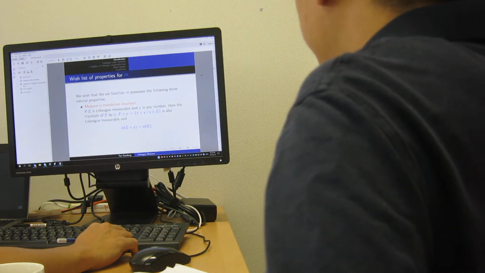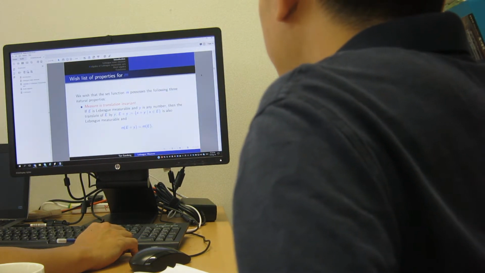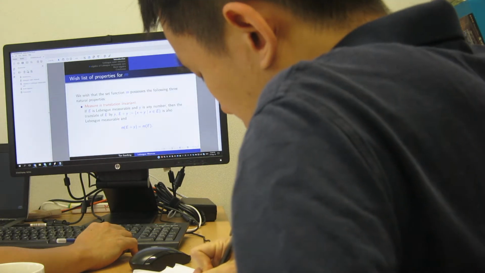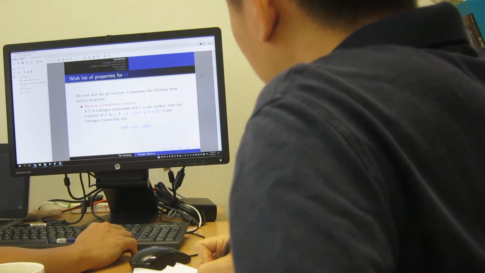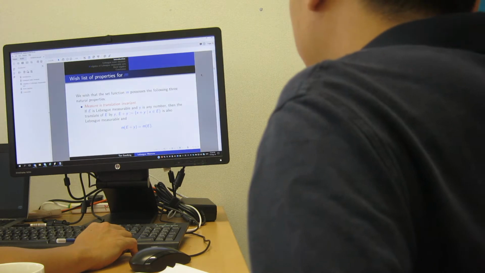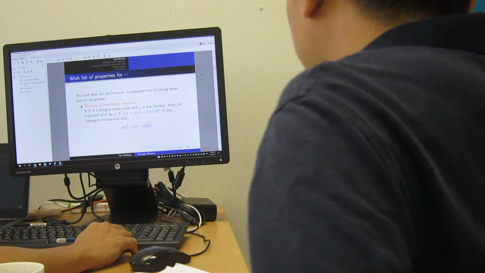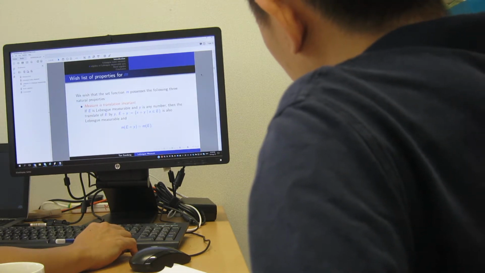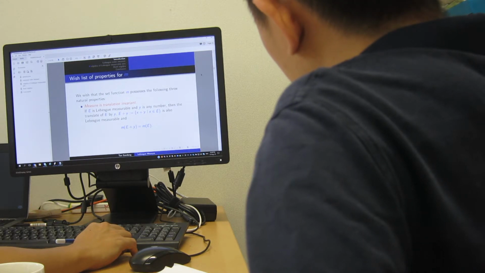The second wish list property that we have for m is that the measure should be translation invariant. This is geometrically intuitive. Imagine that you have a set E which is Lebesgue measurable, and you consider any number y, and you define the translate of E by y to be the shift of the set E by y units. This means that every number in E has y added to it to form the new set E plus y. So intuitively, this set should have the same abstract length as the original set E.